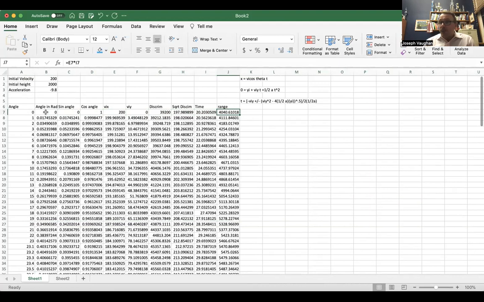So hopefully you learned a little bit about Excel spreadsheets and their power in examining large swaths of data in order to look for patterns. So with that, there we go.